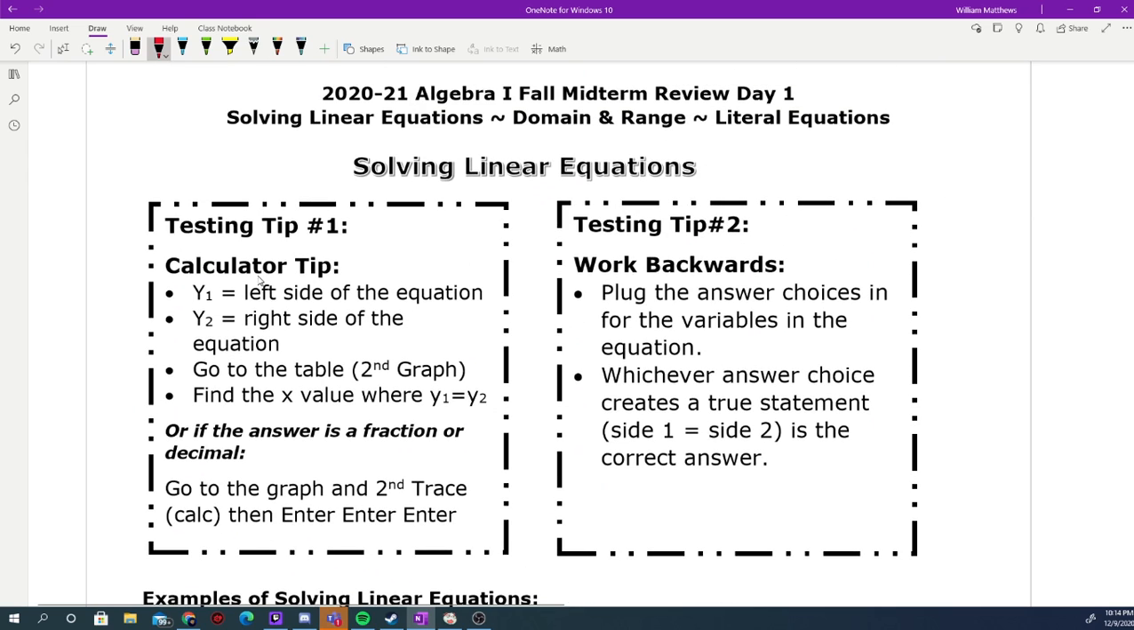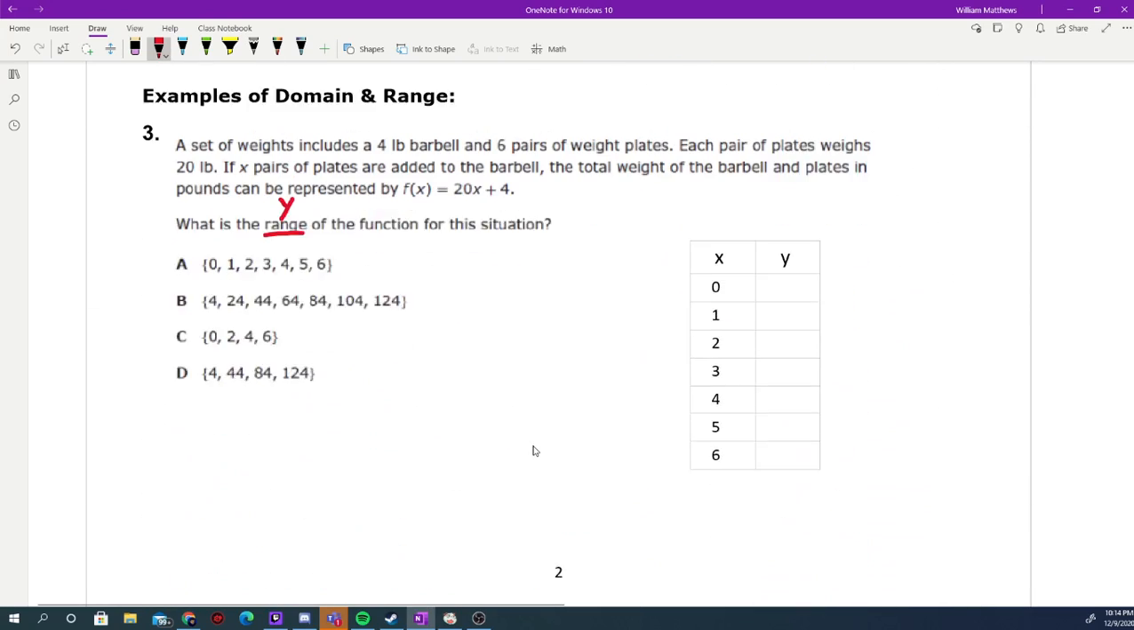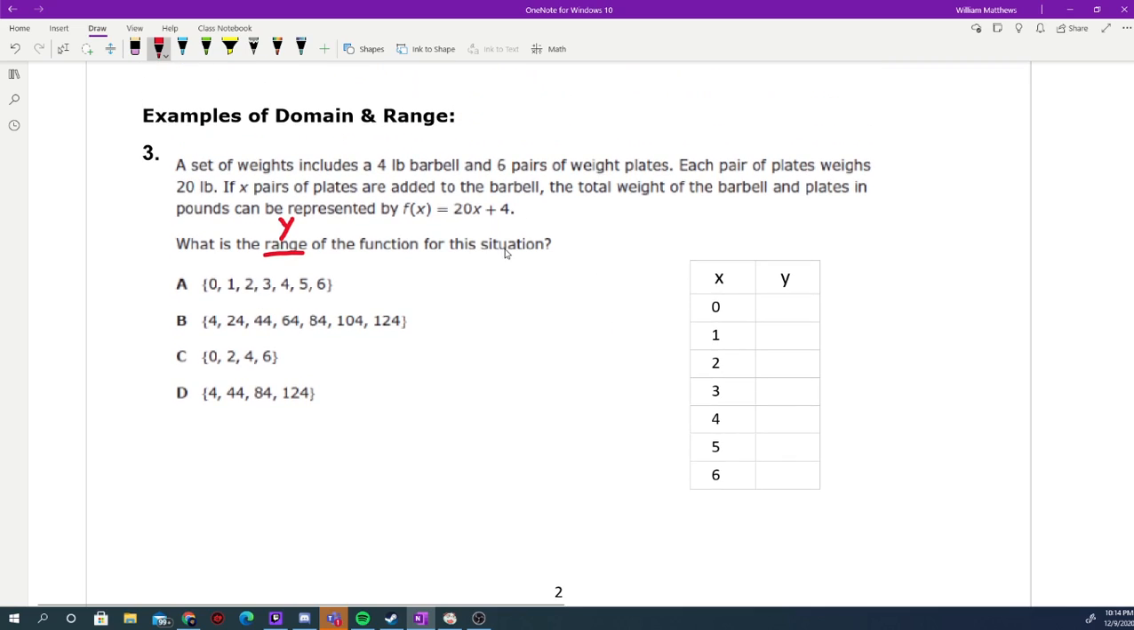This would follow the steps of our calculator tip, where we have y equals, and we would only have this one in there so that we can create our table. So we would only have y1. At 0, we would have 4 pounds. We would have just the bar. With one pair of weight plates, we would have a total of 24. 2 pairs of weight plates, we would have 44.